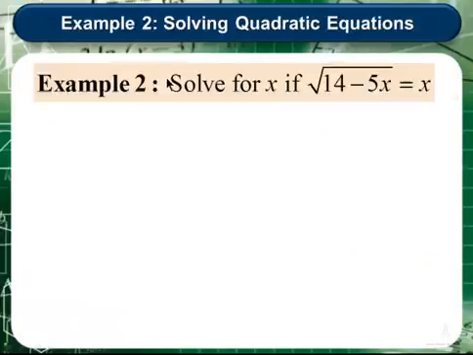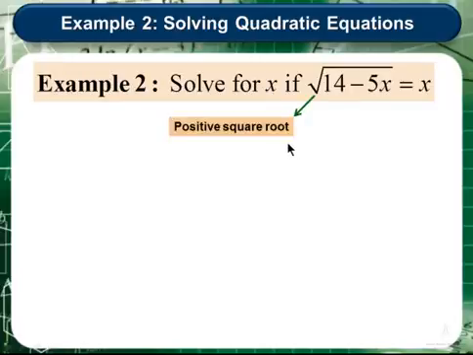In example 2, one has to be careful, since here we have an equation which at first does not look like a quadratic equation. We have to solve for the unknown x as before. So the first step would be to square both sides of the equation. But also note that the left-hand side is the square root of 14 minus 5x, the positive square root. So it immediately means that since the right-hand side consists of x only, x cannot be negative. It's either 0 or positive. So bear that in mind.